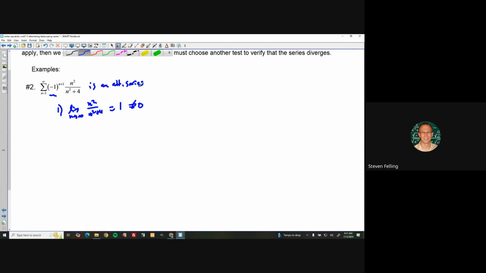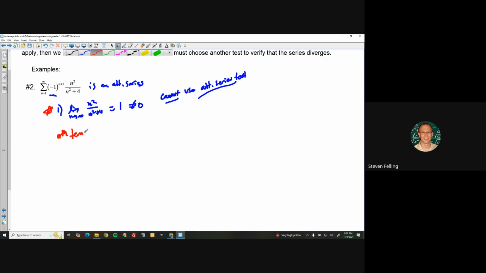So we cannot use the alternating series test because these are conditions for its use. So that means I'm going to have to switch to a different test. The good news is that when an alternating series test fails, it's usually because of this first criteria here. And if that is not 0, then we can use the nth term test.